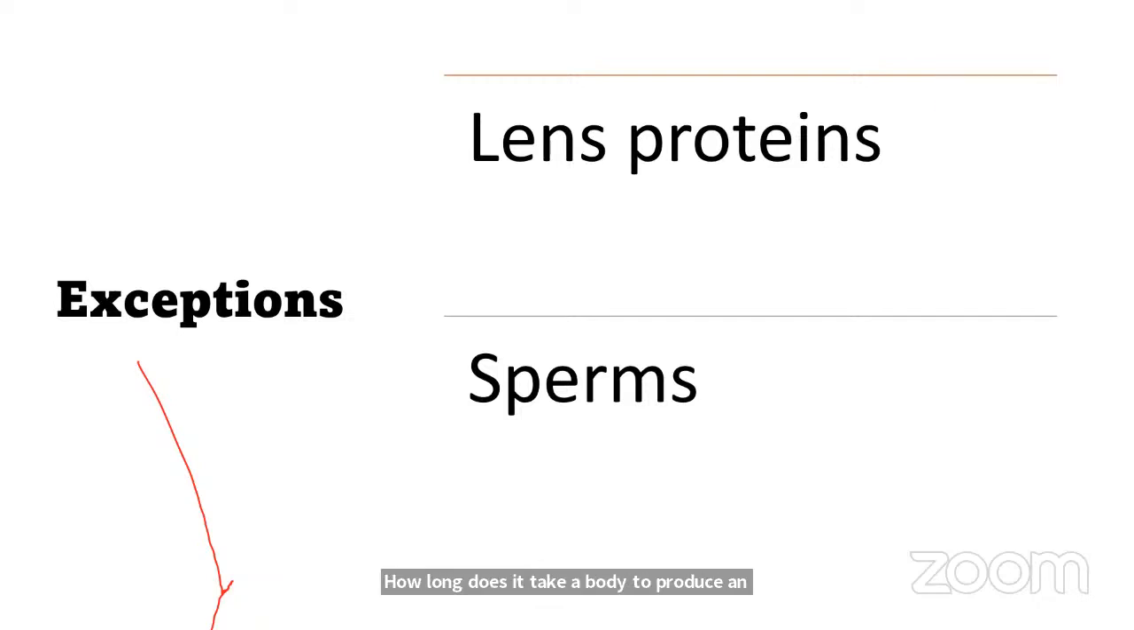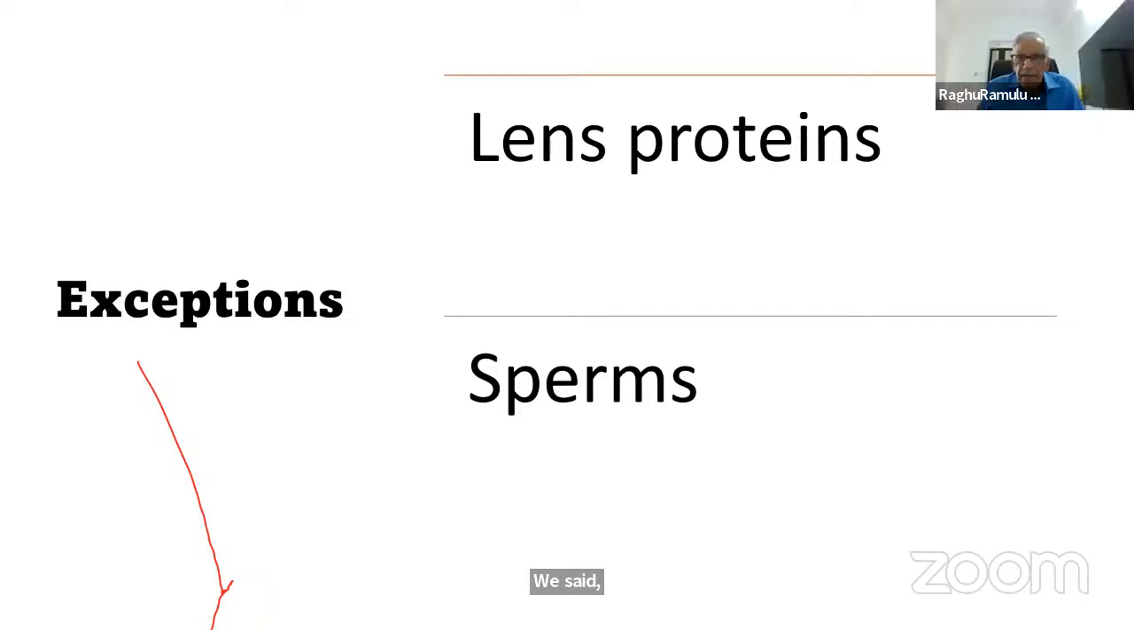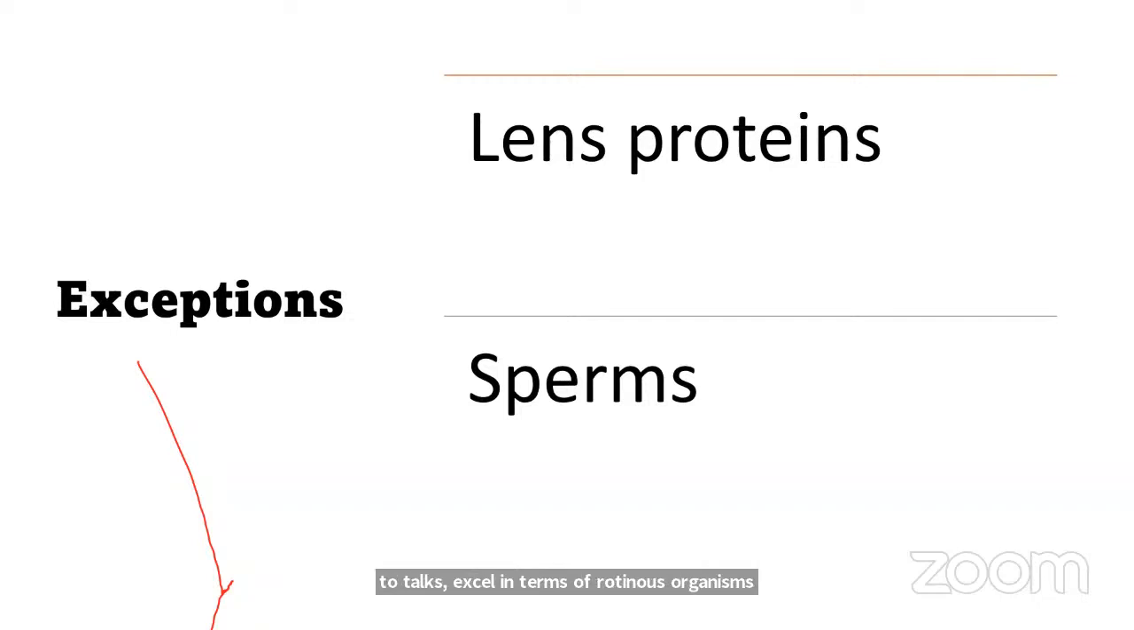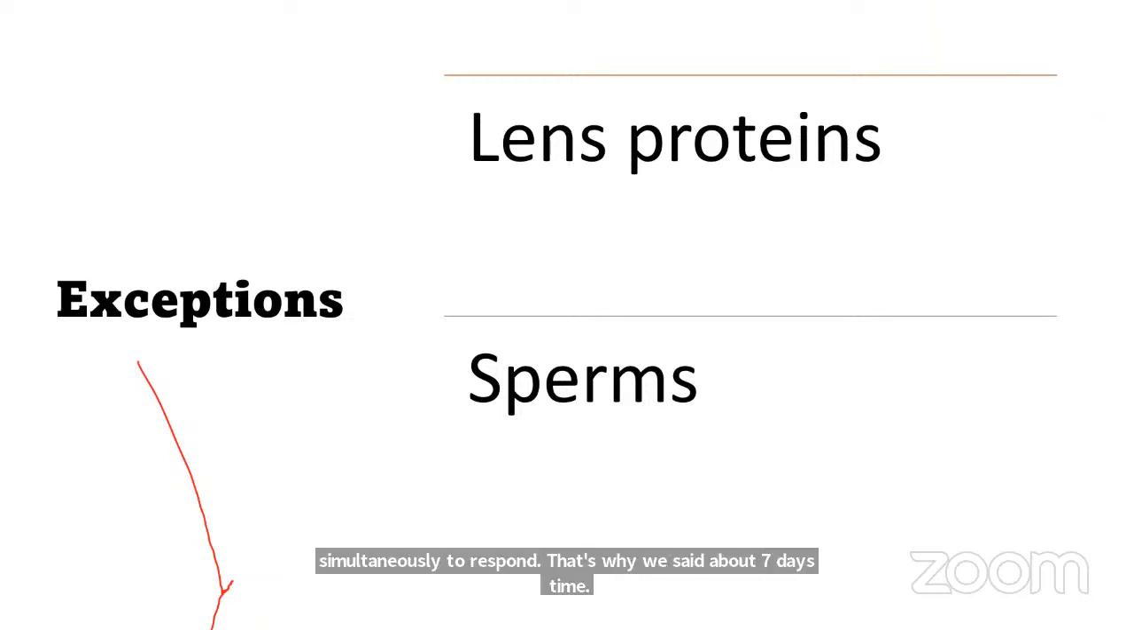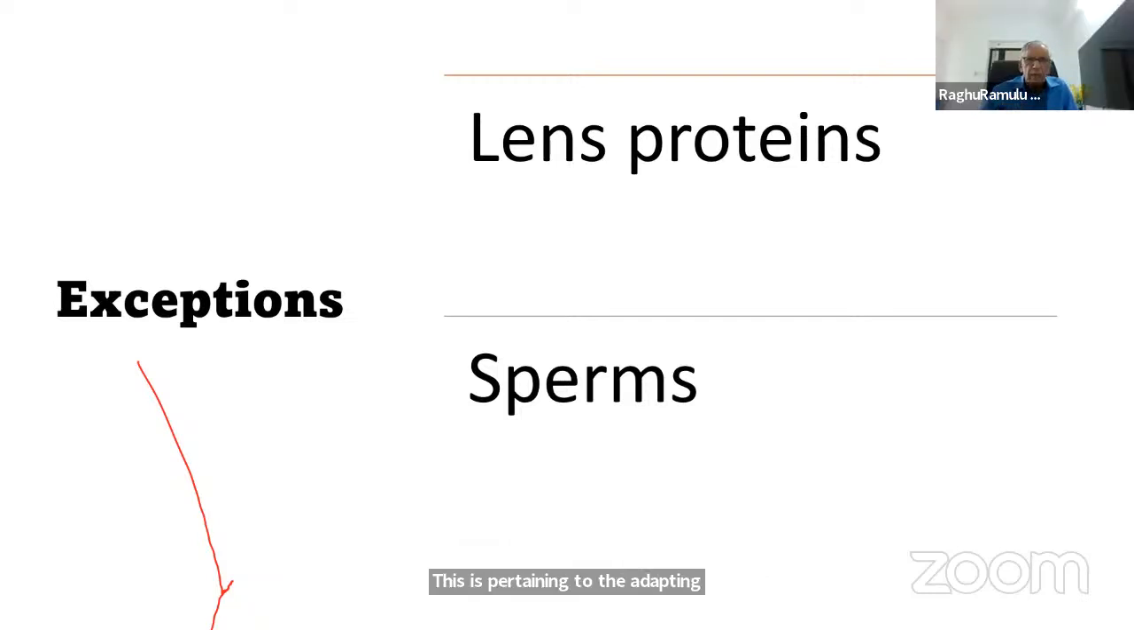We said it takes usually 6 to 7 days to get signaled, that is, for a plasma cell to become a mature B cell, or for a T helper cell to communicate with a T cytotoxic cell, in terms of proteinaceous organisms. Both categories, either the T cell response to the antigen or the B cell response to the antigen, take some amount of time. That's why we said about 7 days. This pertains to adaptive immunity: infections coming from outside, for which our immune responses have to adapt. Therefore, this is an example of adaptive immunity.